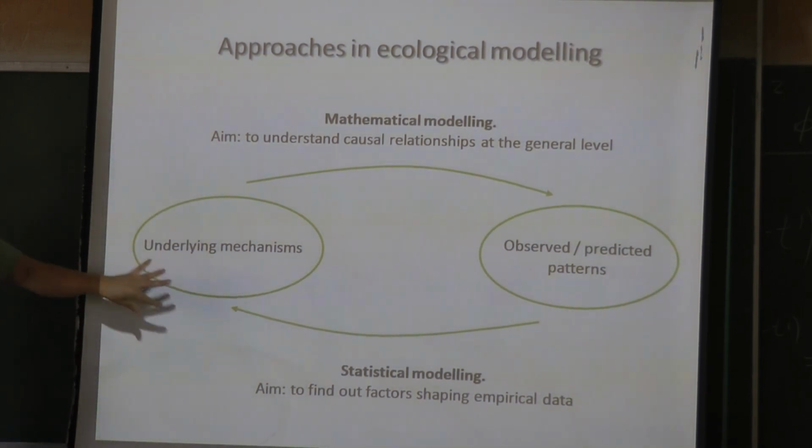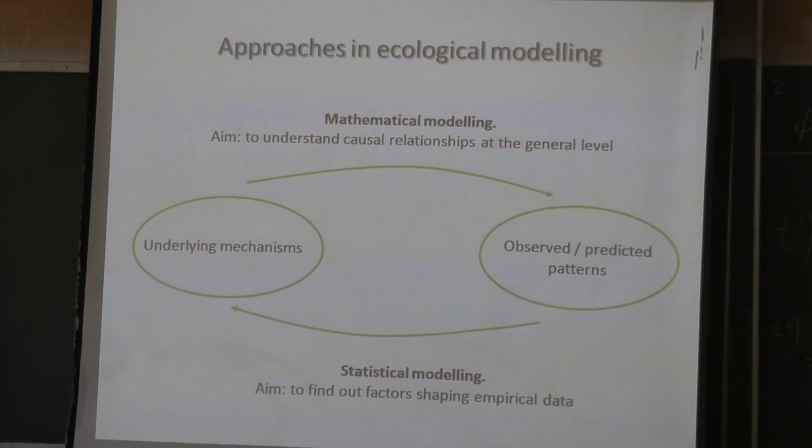The other approach here is statistical modeling, which is in the most stereotypic way done with linear models. You just fit some relationship without any kind of mechanistic idea of the biology in the background. State space models, which I'm going to talk about today, combine these two approaches.